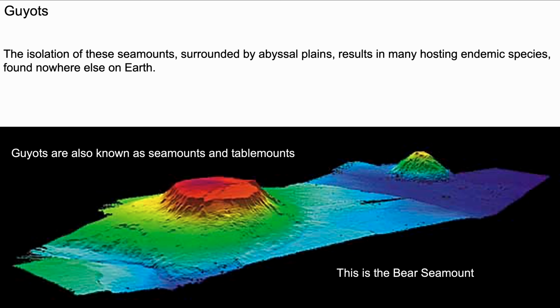Now, these guyots that ultimately form are very isolated, and some can be thousands of miles from any other similar feature. The result is this isolation leads to many of these hosting endemic species. That means they're found nowhere else on Earth. They're essentially evolutionary breeding grounds. Evolution is taking place on each of these, resulting in a new set of species. These guyots are also known as seamounts and tablemounts, and this is the Bear Seamount of the Pacific.